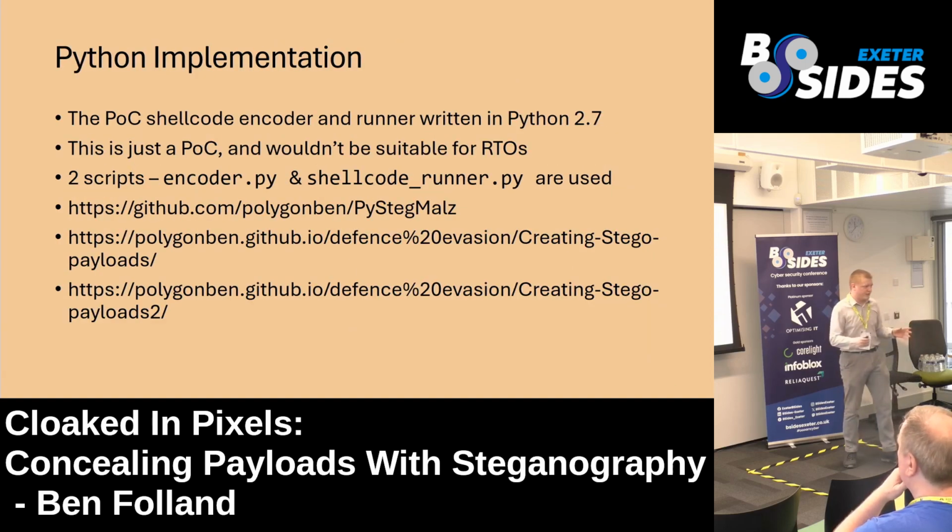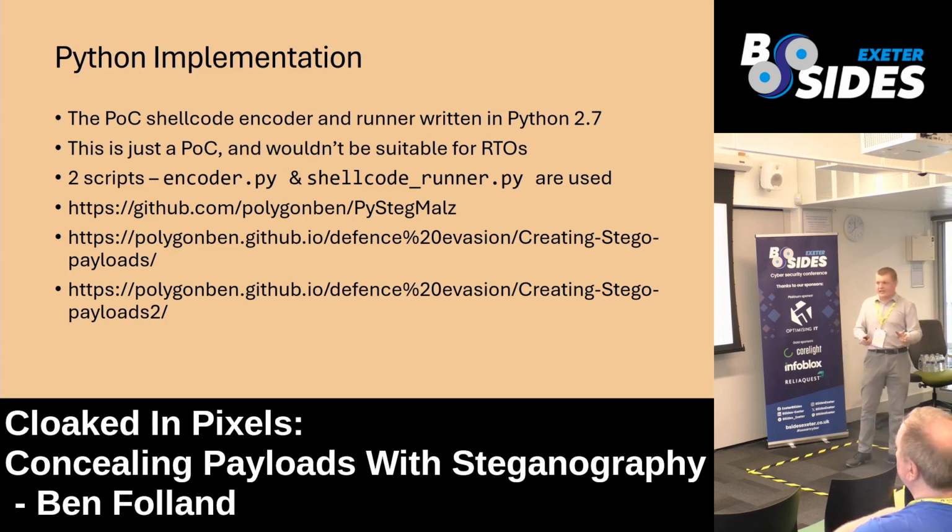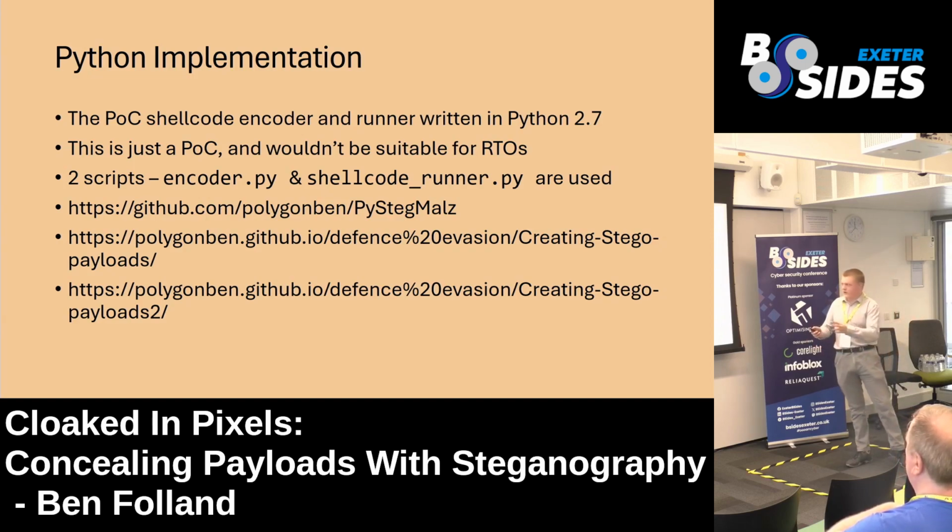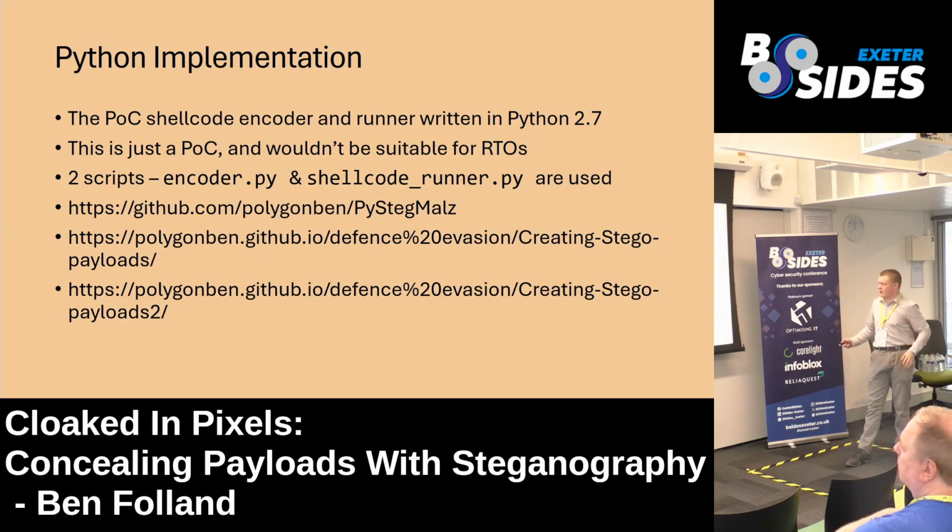So we get into the heart of the talk now. I wrote a proof of concept steganographic shellcode encoder and runner in Python. This used least significant bit steganography to encode the second stage payload, which I'll get onto. I'm going to explain the code here. I'm not going to do it in massive detail, and I'm going to rush it.